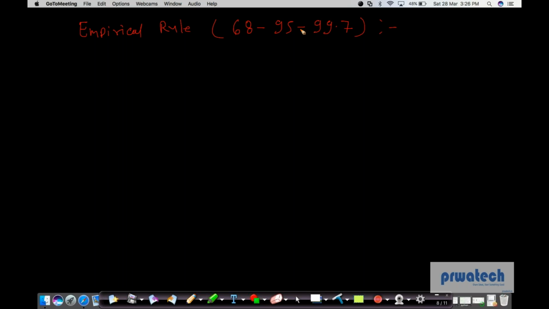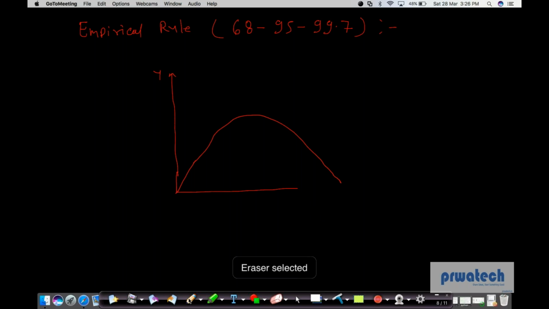Now, what is this value for? Where are we using this value? Let's first create a normal distribution plot. So x and y, and this is how my data is normally distributed.